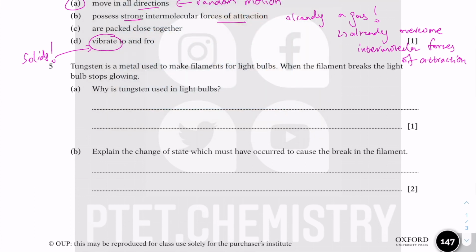Next question. Tungsten is a metal used to make filaments for light bulbs. So in the traditional light bulb, these are non-LED, by the way. These days we use the light emitting diode, we save energy, etc. But back then you would have tungsten light bulbs. So tungsten is the metal used to make the filaments, the one that glows orangey inside the light bulb. When the filament breaks, the light bulb stops glowing for obvious reasons. When you no longer have tungsten in there, you have no filament and therefore your bulb doesn't work. That's when we say you have a burnt bulb or the bulb blows.